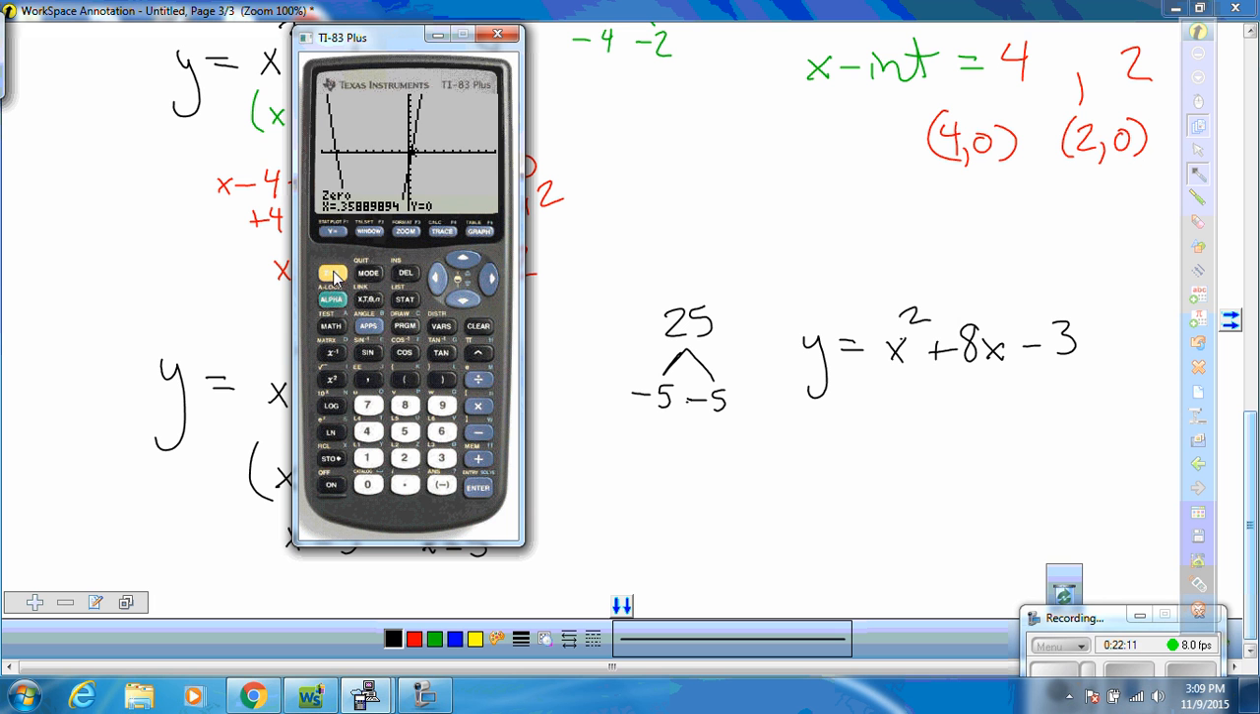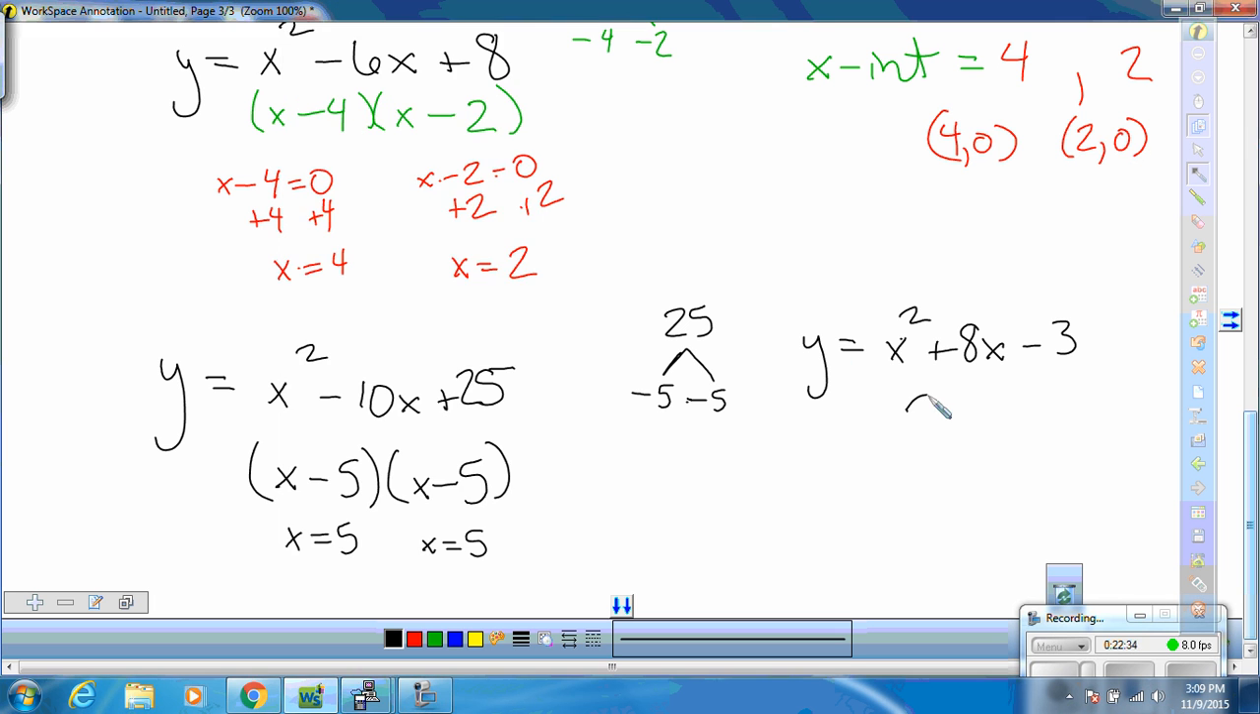Now I have to do it again, second trace, zero, but this time I'm going to come over here and I want to find this point. So I'm going to pick a point to the left of it, hit enter, pick a point to the right of it, hit enter again, and that's something like negative 8.36. So I got positive 0.36 and negative 8.36 for my x-intercepts.